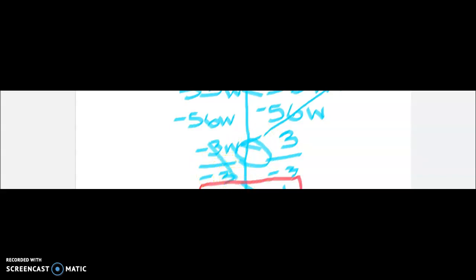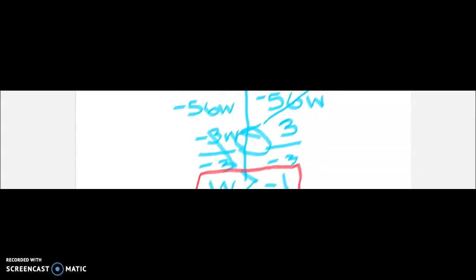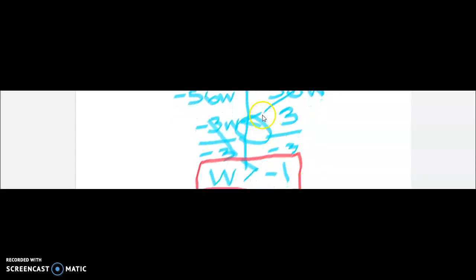Okay, we've got to remember that. That is one of the important points in inequalities. All right, so I am left with W. Notice how my inequality symbol switched directions. Is greater than a negative 1 because I did 3 divided by negative 3 and we got a negative 1.